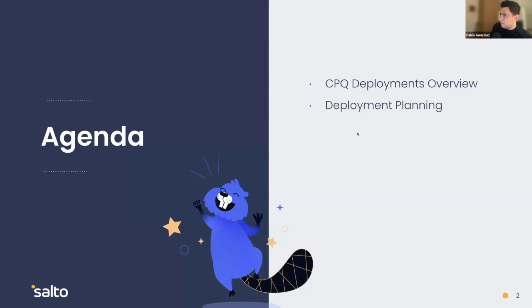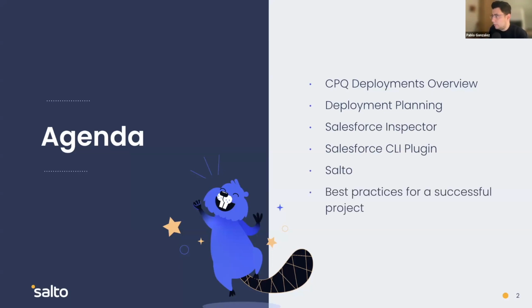We're going to talk about what it looks like to plan a CPQ deployment. Then we're going to see how to deploy with the Salesforce Inspector, how to deploy using the Salesforce CLI, and how to deploy with Salto. And then we're going to talk about some best practices for any CPQ project, regardless of how you choose to deploy.